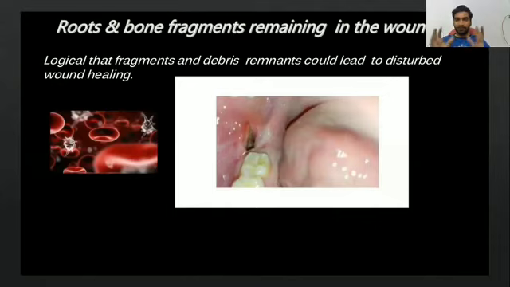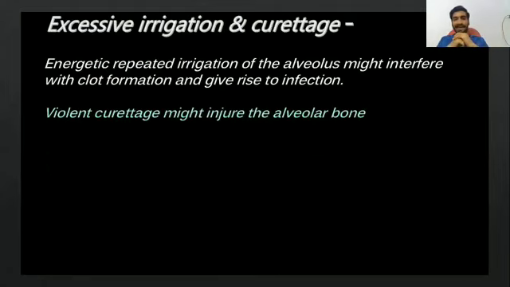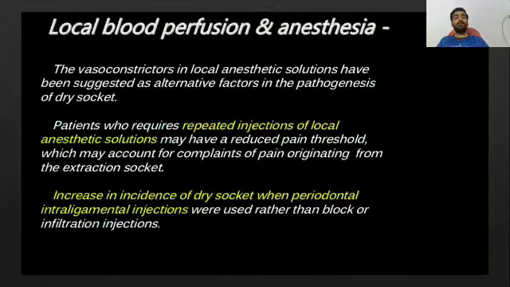Then root and bone fragments remaining in the wound. As I said कि अगर कोई भी root fragments रह गई है या फिर कोई bone fragments is there in the root, it can also lead to dry socket. Excessive irrigation and curettage, if you do energetic and repeated irrigation of alveolus, that might interfere in the formation of clot and give rise to infection, right? Violent curettage might injure the alveolar bone. Also आप बहुत aggressively curettage करोगे तो bone को भी injury हो सकती है.